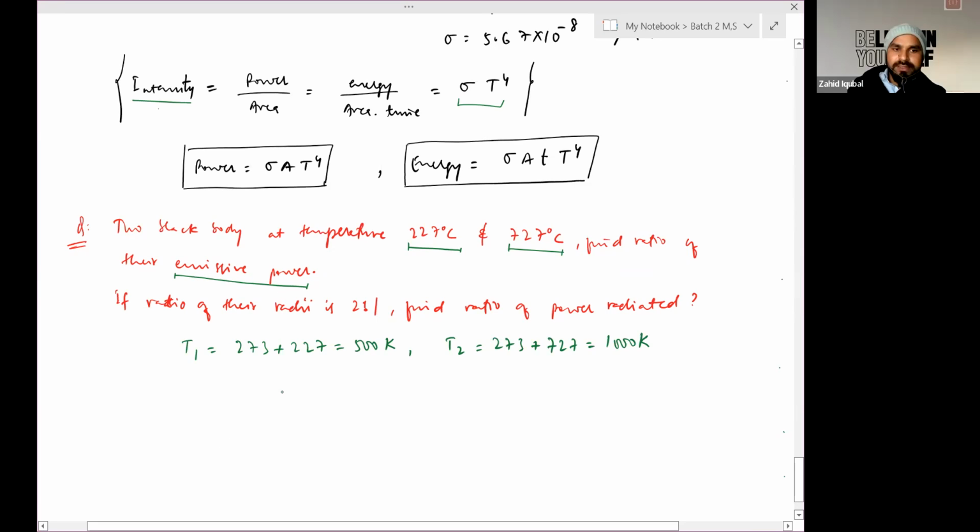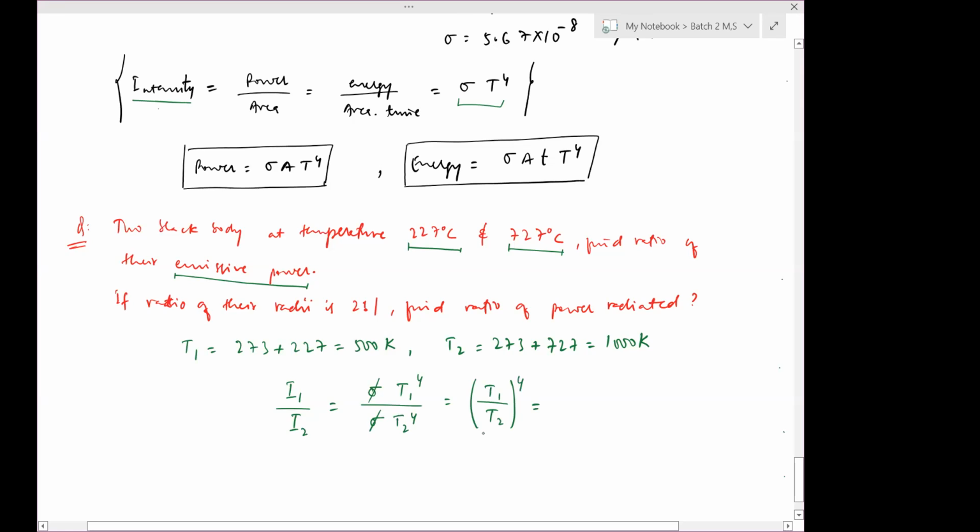So emissive power is nothing but intensity. So intensity 1 divided by intensity 2 will be equal to sigma T1 to the power 4 divided by sigma T2 to the power 4. Sigma and sigma will cancel out, so you're left with T1 divided by T2 whole to the power 4. Put the value of T1 and T2 and simplify it.